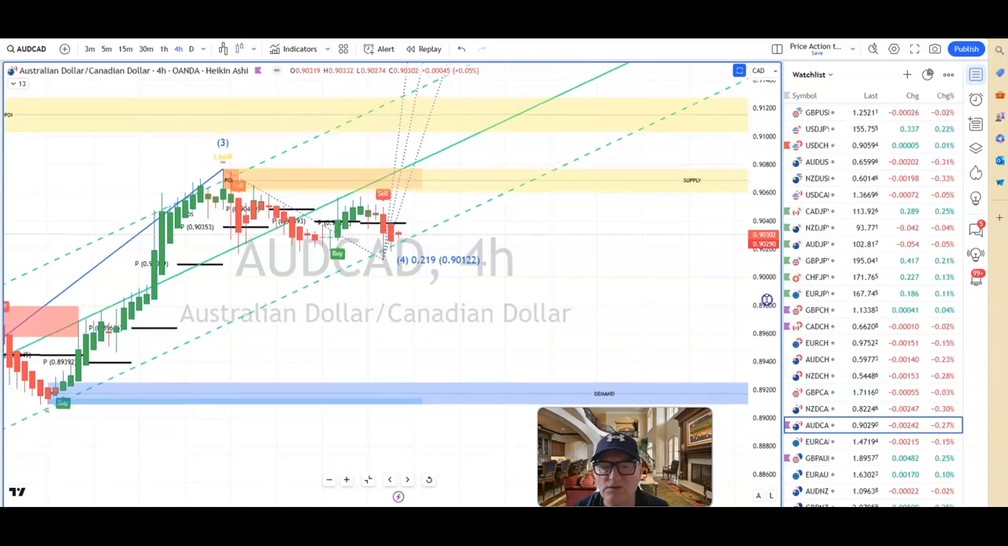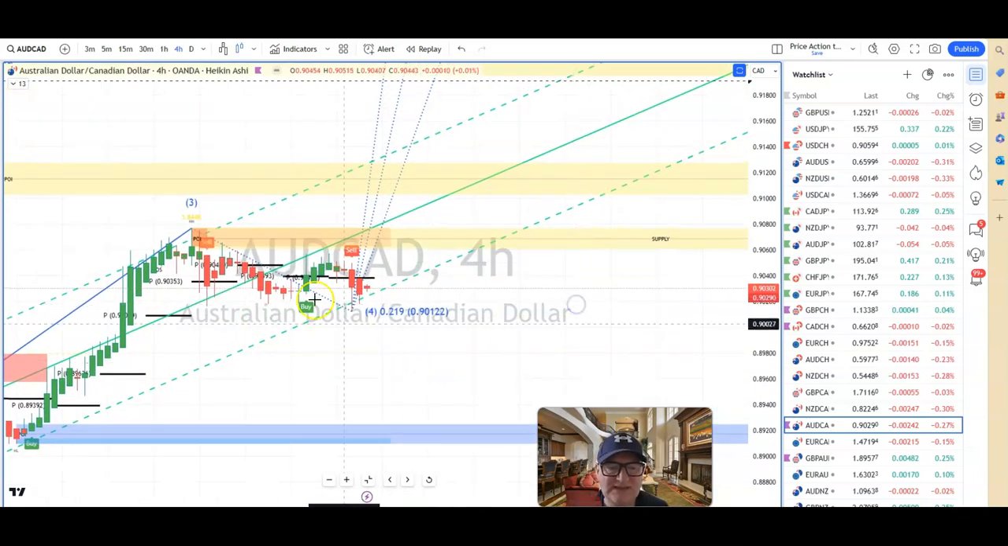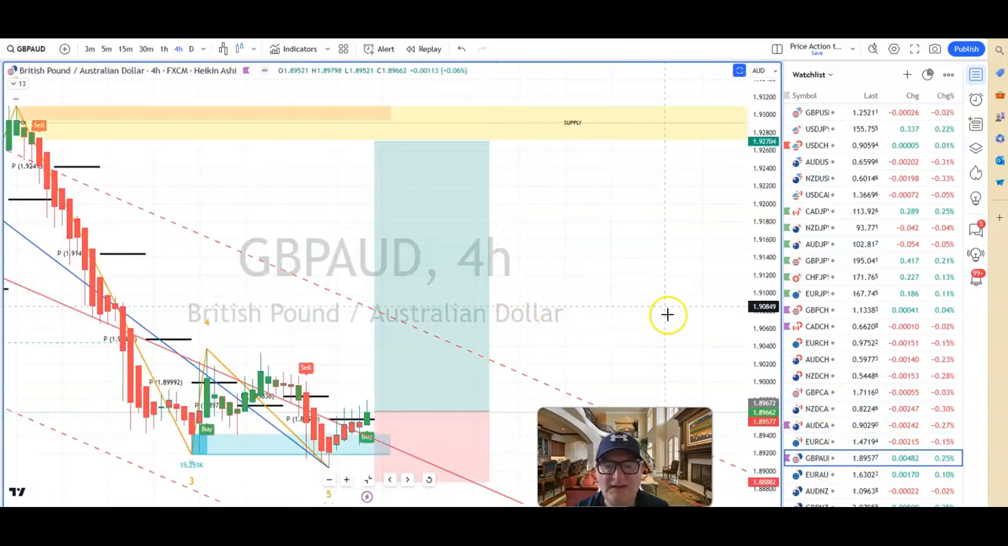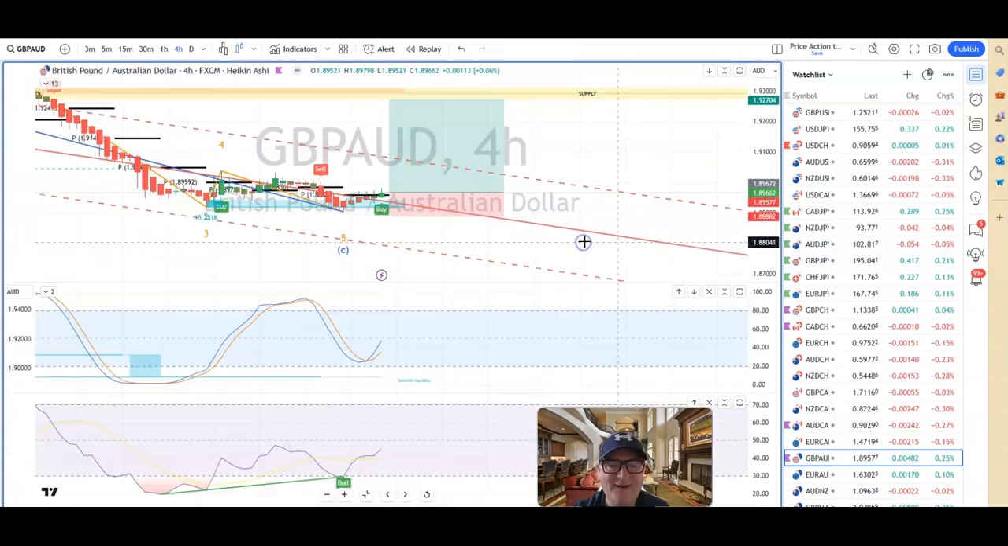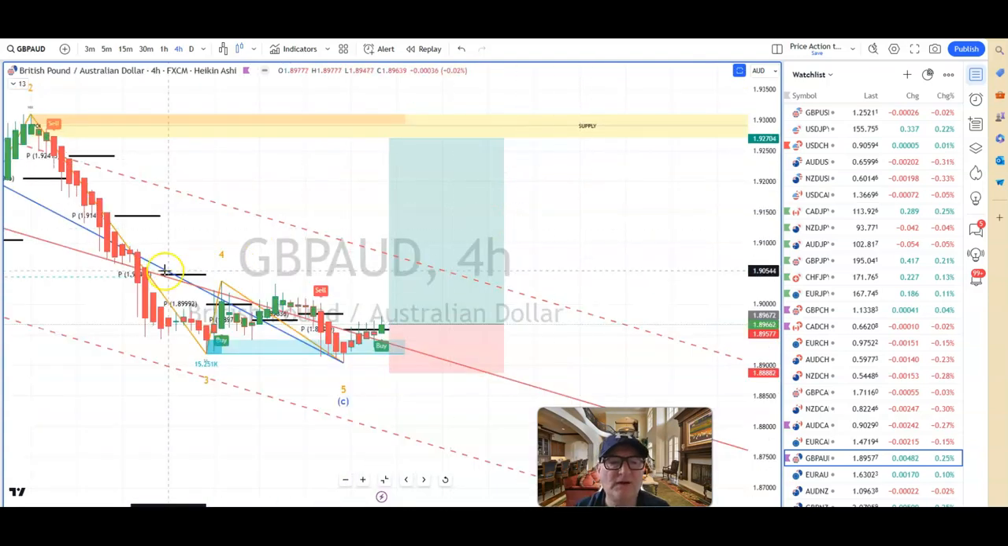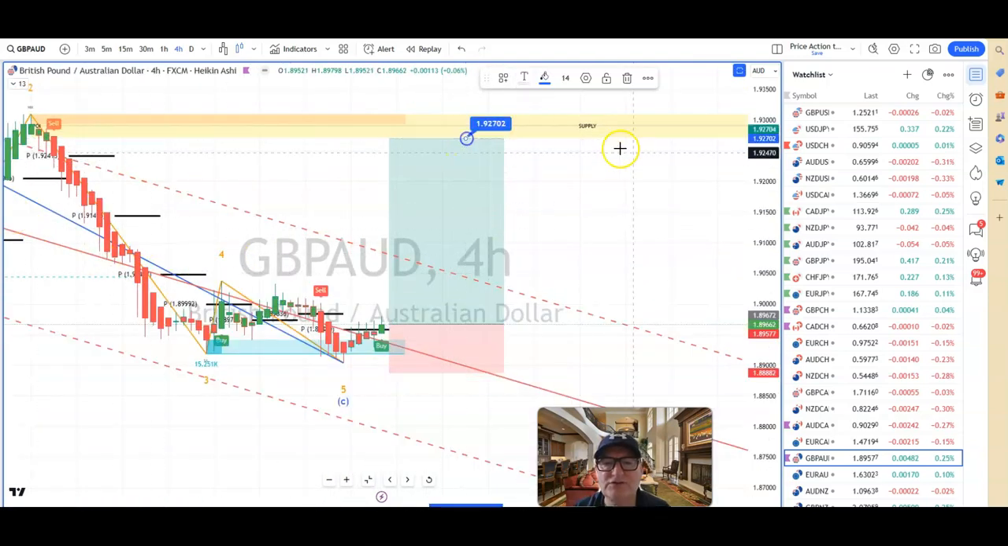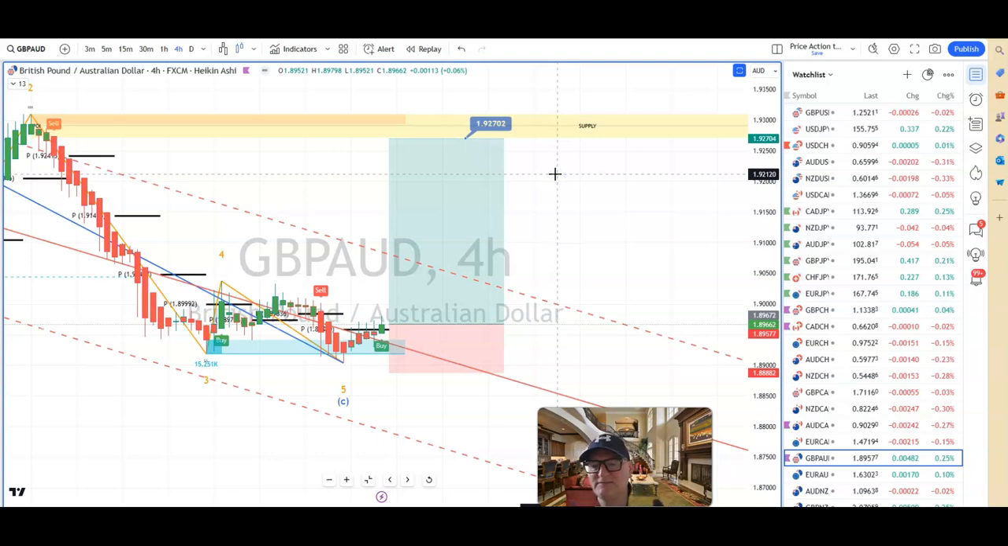Aussie Canadian, not as good. However, because I need to see this into a liquidity zone, but into a wave 4, I will not be trading this yet, but it's getting ready. Pound Aussie, into liquidity, as you can see here, which is fantastic. Going against the trend, but that's okay. Positive divergence on the market, so we expect this price to go to 192.70.